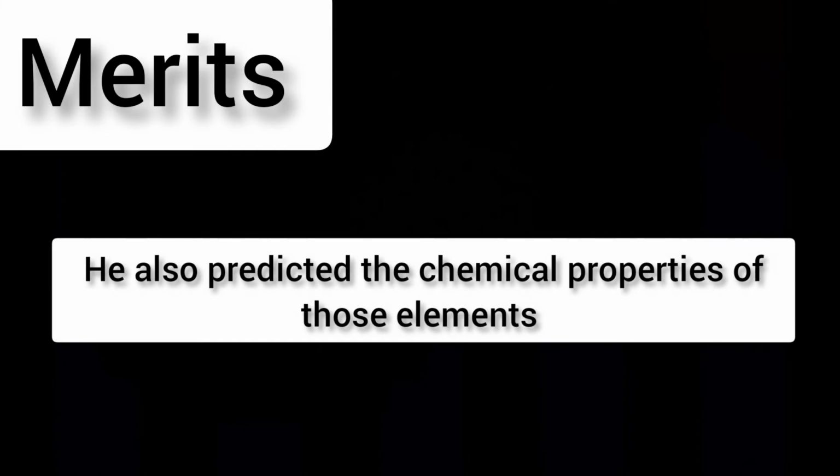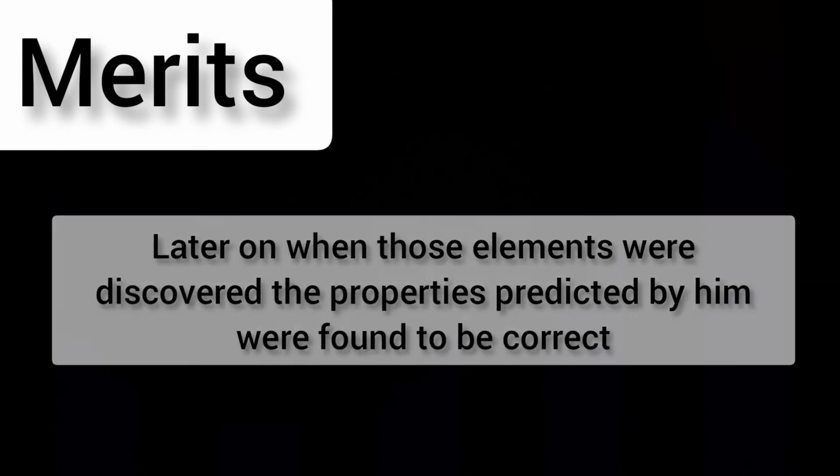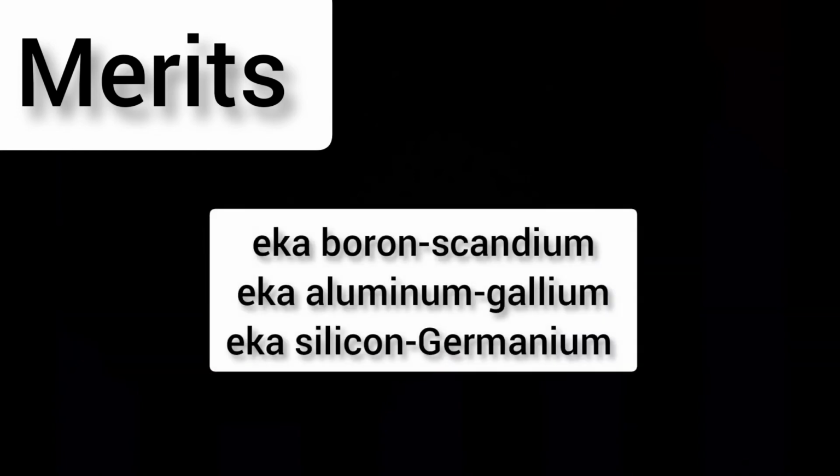Mendeleev kept some vacant places in the periodic table for the elements which were not yet discovered. He also predicted the chemical properties of those elements. Later on, when those elements were discovered, the properties predicted by him were found to be correct. For example, eka-boron, scandium; eka-aluminium, gallium; and eka-silicon, germanium.